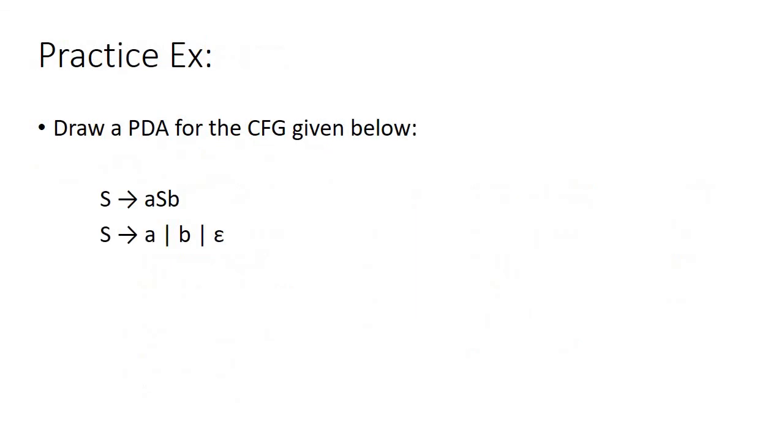So here is a practice example. You need to create the production transition functions for a PDA, and this CFG is not in GNF. So what you need to do is convert this into GNF first, and then create the transition functions of delta for the PDA. So this is the case. Don't forget to convert this into GNF.